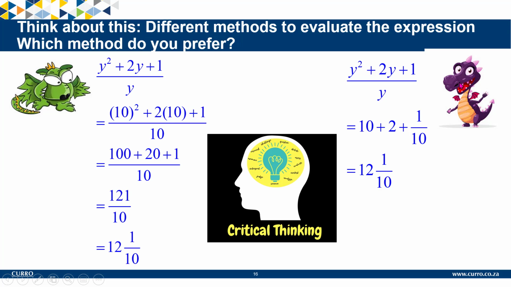Remember, he always wants the fastest method. He is simplifying this quickly. He says, okay, y squared divided by y is just y. So I'm just going to write 10 there because y is 10. 2y divided by y is just 2. So I'll just write the 2 there. 1 divided by y is just 1 over 10. And then that is 12 and 1/10.